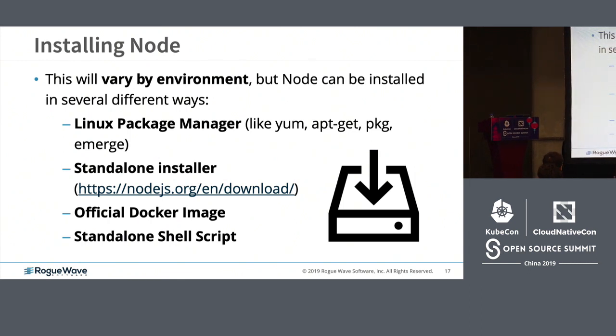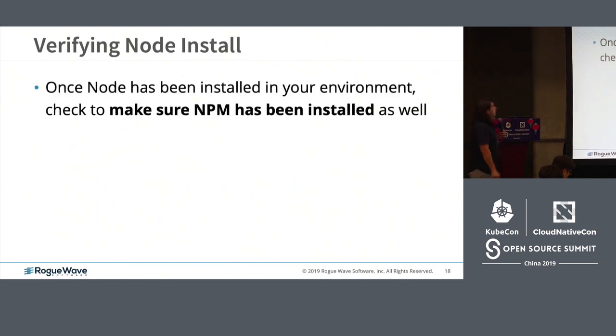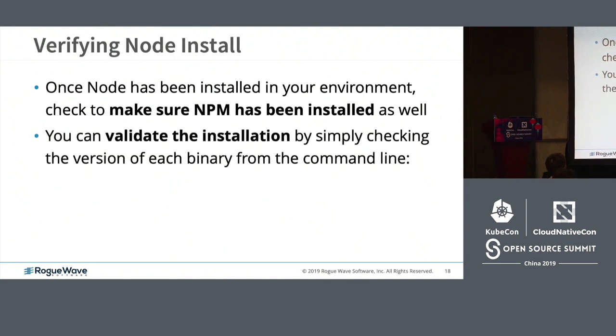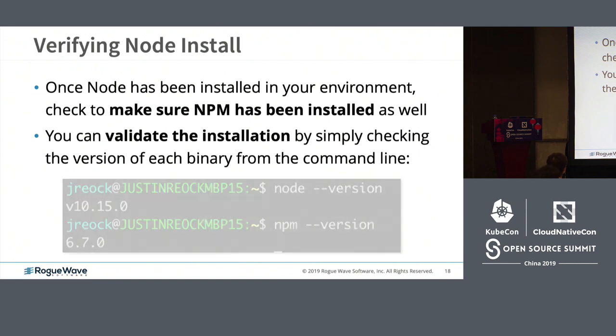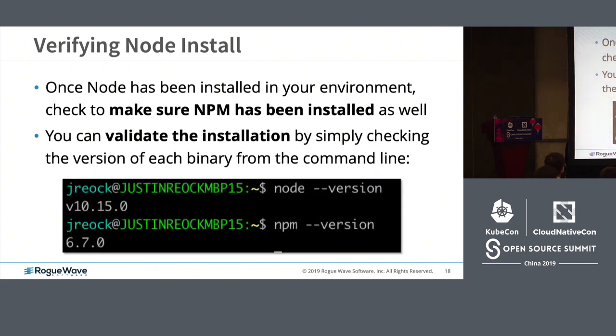If you're in a Linux environment, this is the easiest way to do it. It's usually just yum install Node.js or apt-get install Node.js. Once it's been installed, we want to make sure that our package manager has been installed as well. And we can validate that just by checking the version of each binary from the command line. So here we are just saying node --version, cranking out an old version. I need to upgrade it on my Mac. And then we're seeing that NPM is installed as well. And if that runs, your code's going to run, because these tools are written in Node.js.